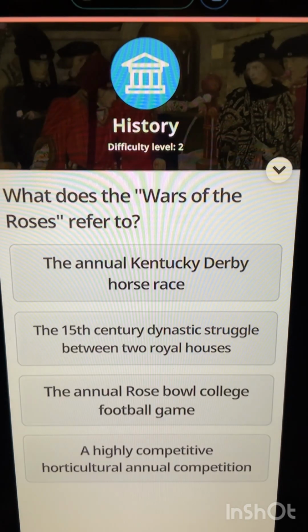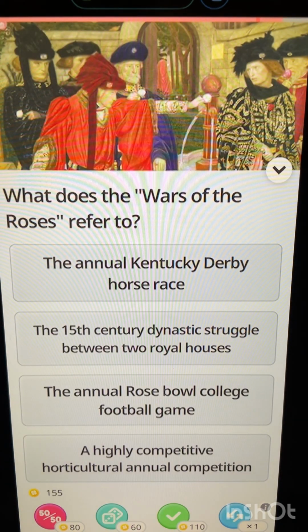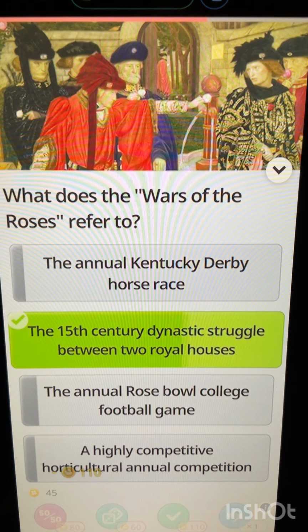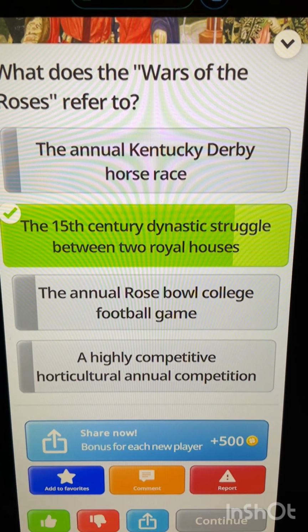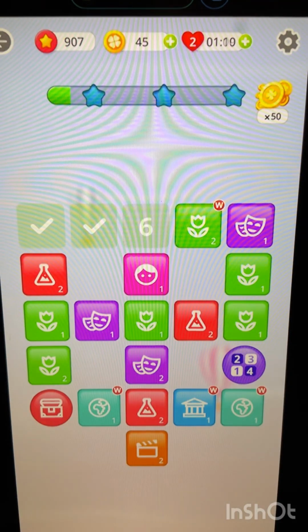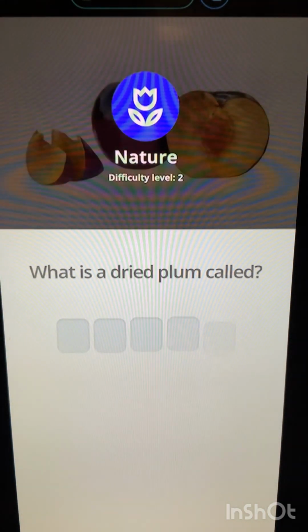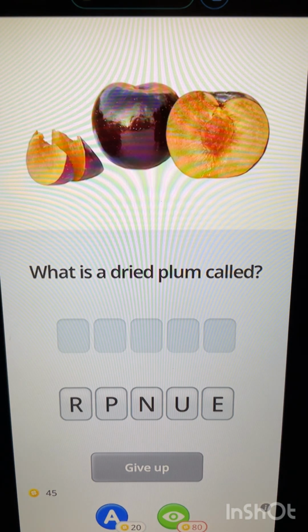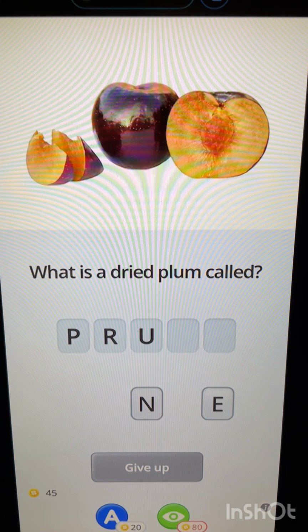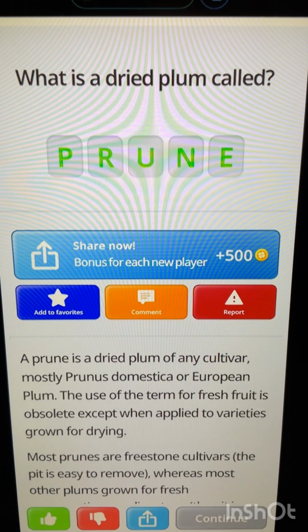is going to be history. What does the Wars of the Roses refer to? And the answer is the 15th century dynastic struggle between two royal houses. And nature. What is the dry plum called? Prune. So I'm going to put that one. Well done for myself.